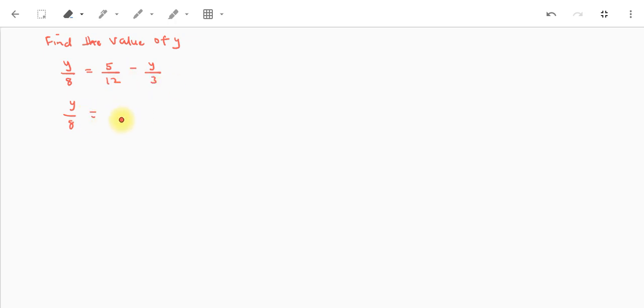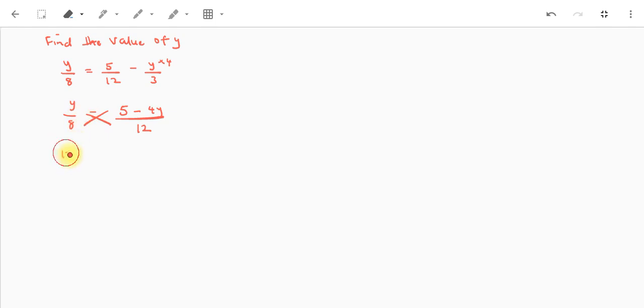Let's find the LCM here, which is 12. The LCM of 12 and 3 is 12 because 12 can go into 12 and 12 can go into 3. So 12 divided by 12 gives you 1, 1 times 5 gives you 5, minus 12 divided by 3 gives you 4, and then 4 times y gives you 4y. Now you have a single fraction on both sides, so we are going to cross multiply.